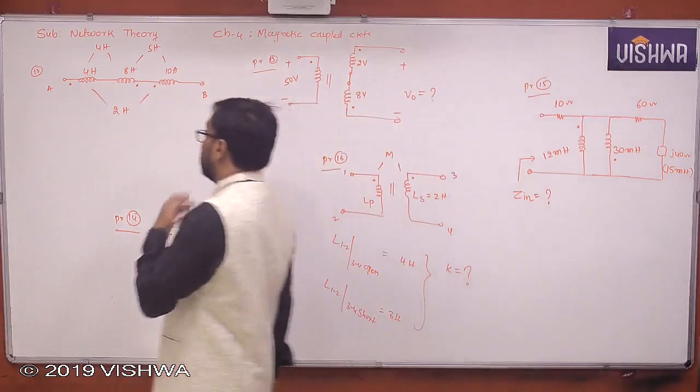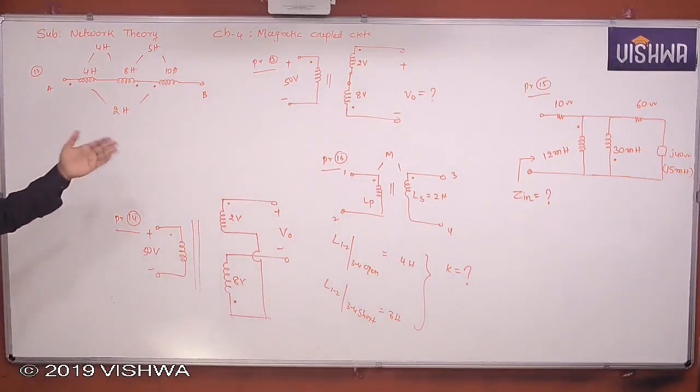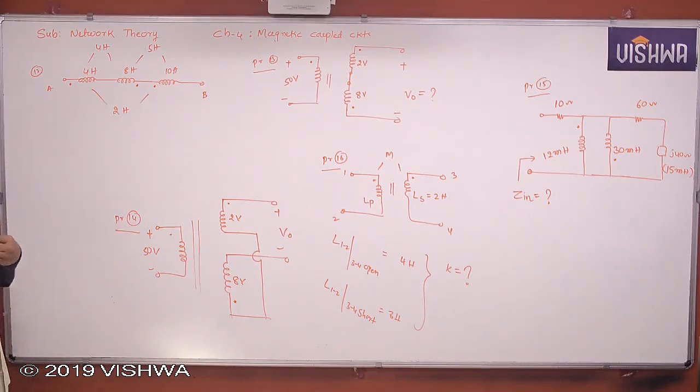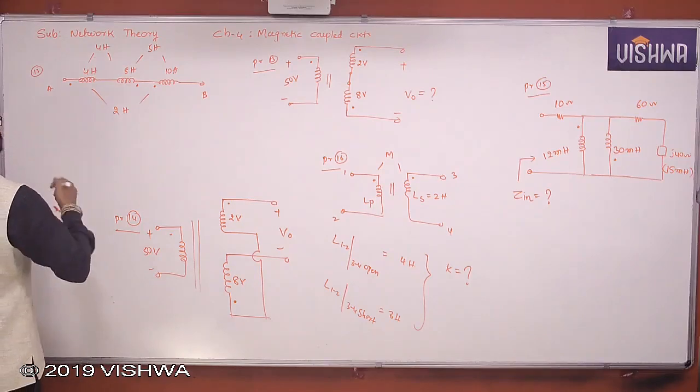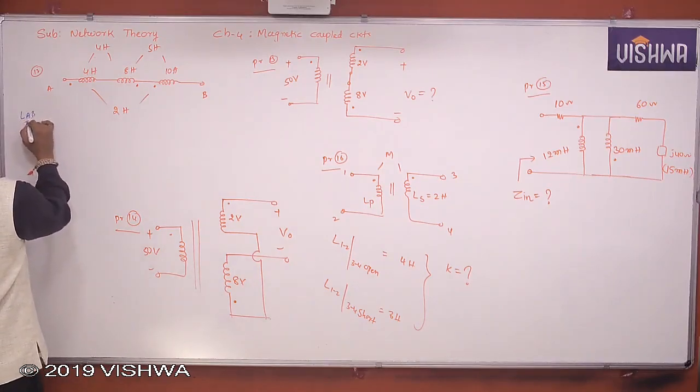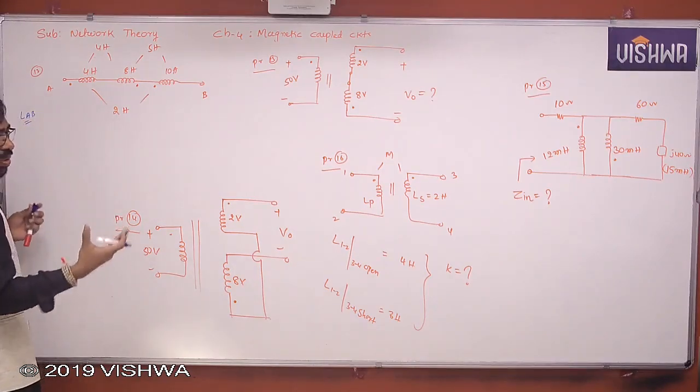Okay, so let's try to solve the problems here. 12, 13, 14, 15, 16. Very simple. That's why I've given it a stretch. I think you already have the problems with your classroom workbook. So the 12th one is asking for LAB, the equivalent inductance. And 3 coils are there, or 4 coils, or any number of coils.